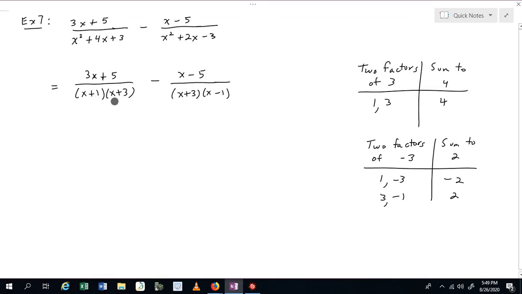Now notice these two denominators are not quite the same. You have x plus 1 is a factor and x plus 3 is a factor over here. Over here we have x plus 3 as a factor, but then we also have x minus 1 as a factor, okay, which is different than x plus 1. So let's find the least common denominator between these two denominators.